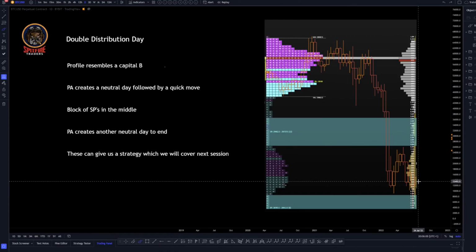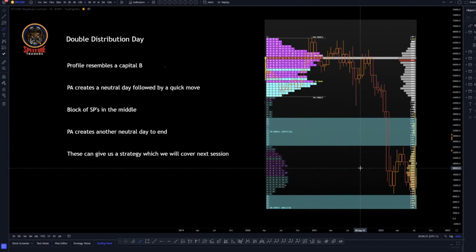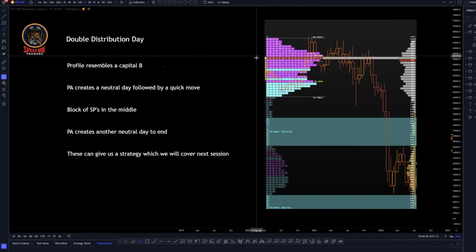Okay? Now, the strategy that we'll come to in the future, and this will likely be next stream, by the way, because I've already planned it out, is basically how we can use this imbalance in the middle to our advantage and trade it, and basically ping pong between these things. That's a really bad example because that makes it look like you can do it time and time again, but yeah, you get the drift. So this double distribution day, the day itself looks like a neutral day, but then obviously this happens on top.